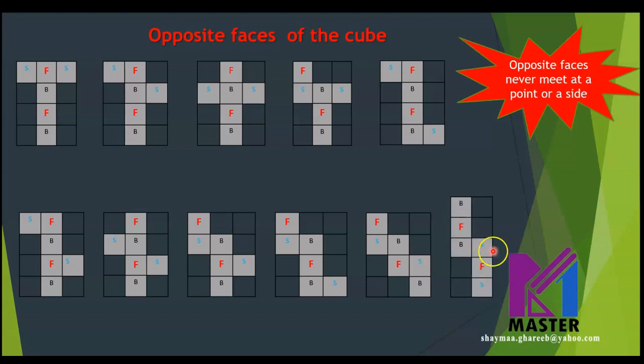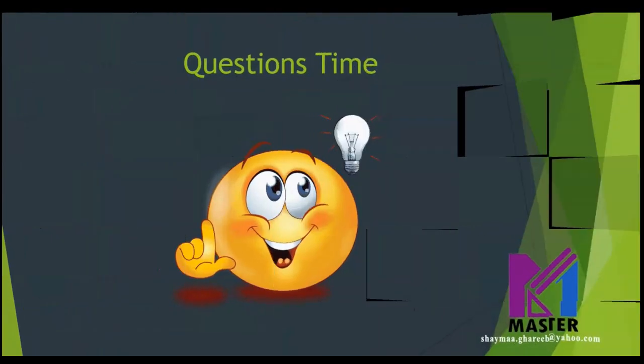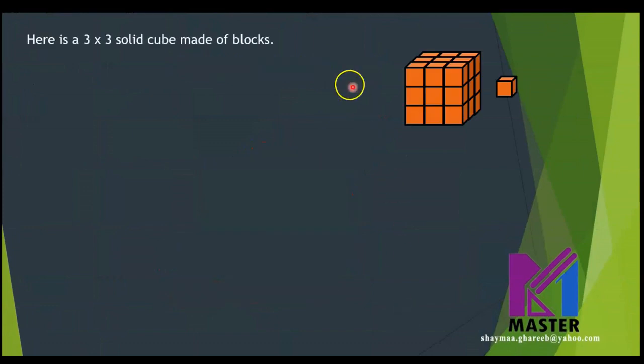Look at this one here. It has 3 and 3, 2 columns, so it's easy to identify the opposite faces. Okay? Now let's answer some questions.